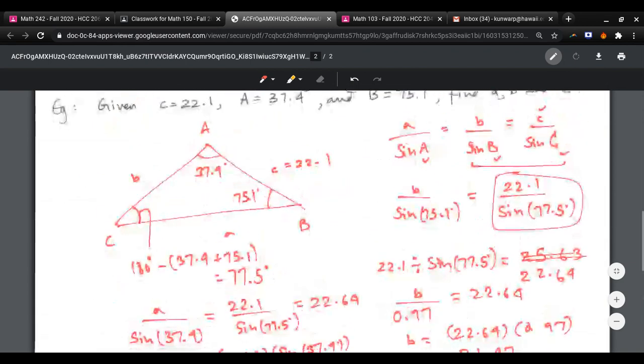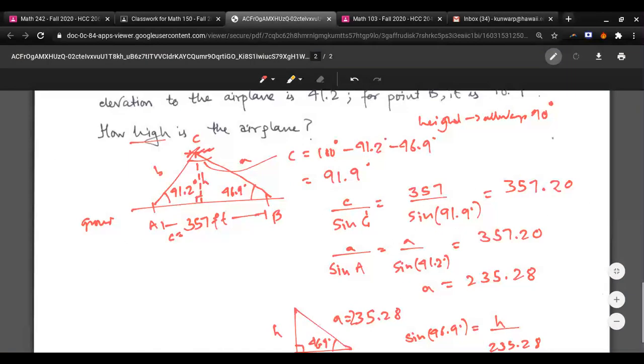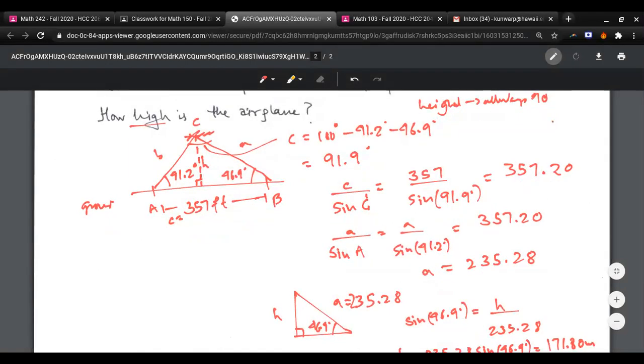So for all of these problems, you want to draw the triangle, label them correctly, and then figure out what is known and what it is that you're trying to find. Okay, that's all.